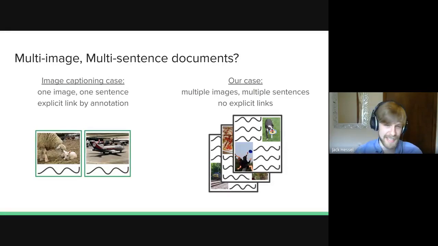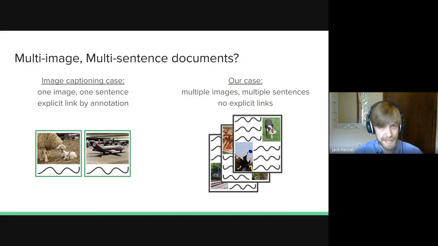And we've had a ton of success in learning different correspondences between natural language and images in this setting. Unfortunately, the web doesn't really look like the single image, single caption case, right? So if we're going to leverage web data to learn good representations for downstream tasks, we're going to have to rely on weaker forms of supervision compared to this annotated case.